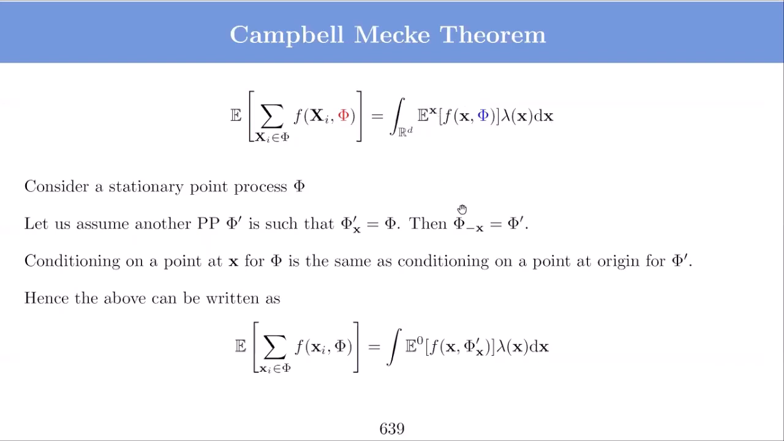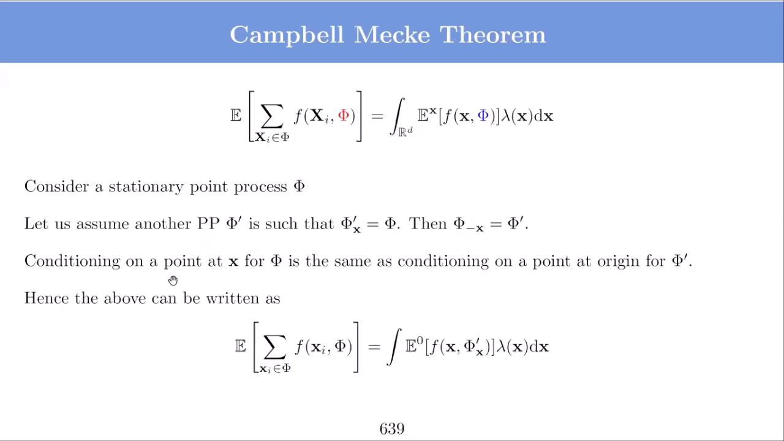Right. For stationary, this problem can be reduced a little bit. So if phi is a stationary point process, then assume there is another point process phi dash, which is of course dependent on it, such that when you shift phi dash by x, you get phi. In other words, phi dash is phi minus x. So you take phi, you shift it by minus x, you get phi dash, right?